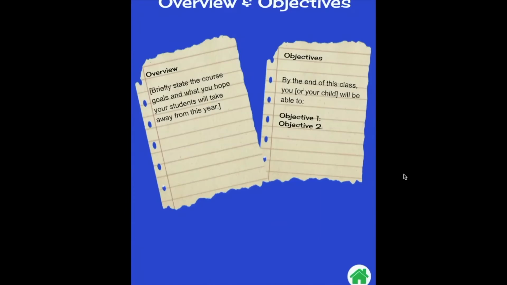Next is the overview and objectives of your course. And the overview basically is you just state the course goals and what you want the students to accomplish and take away by the end of the year. That would be your overview. And the objectives is what you want your students to be able to do by the end of the course. And you could have maybe 1 or 2 objectives, and this should align with your standards as well.